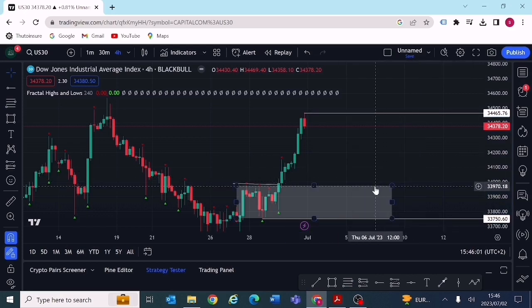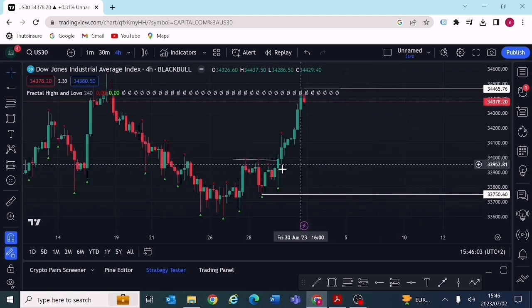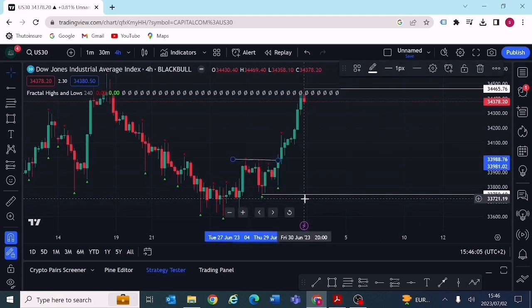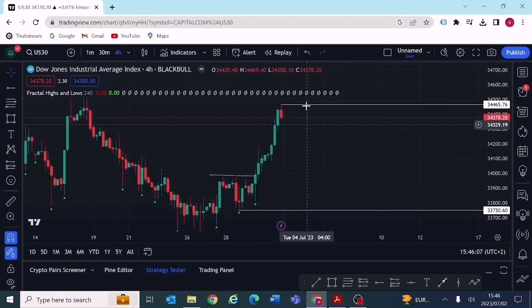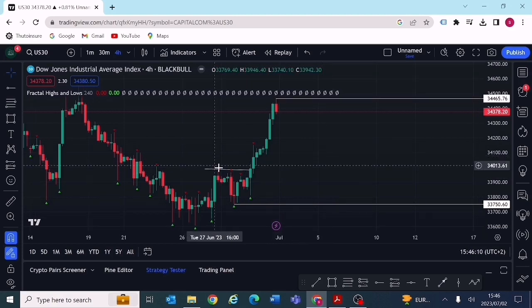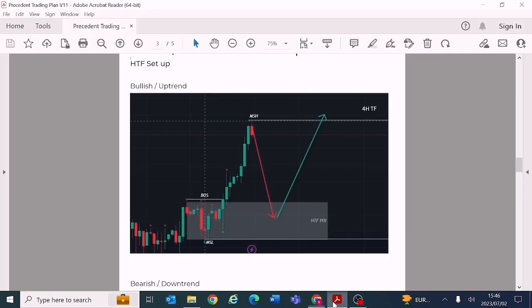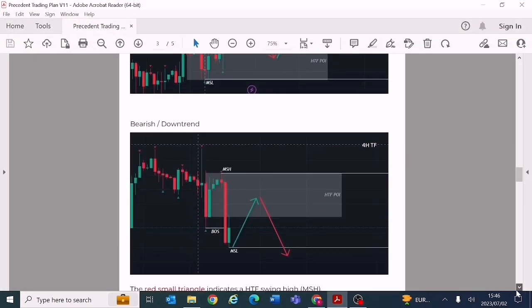So this is basically how I analyze the market. I want to see where's my break of structure, where's my low, where's my high, and then where's my demand or supply zone. Let's go back to the explanation. Cool.